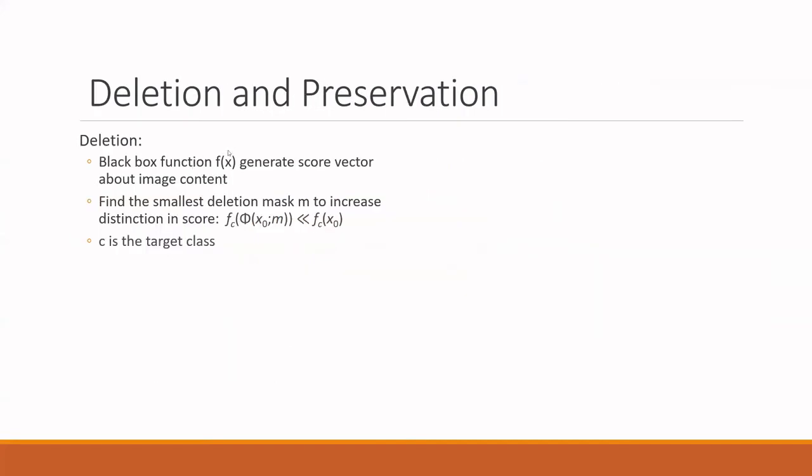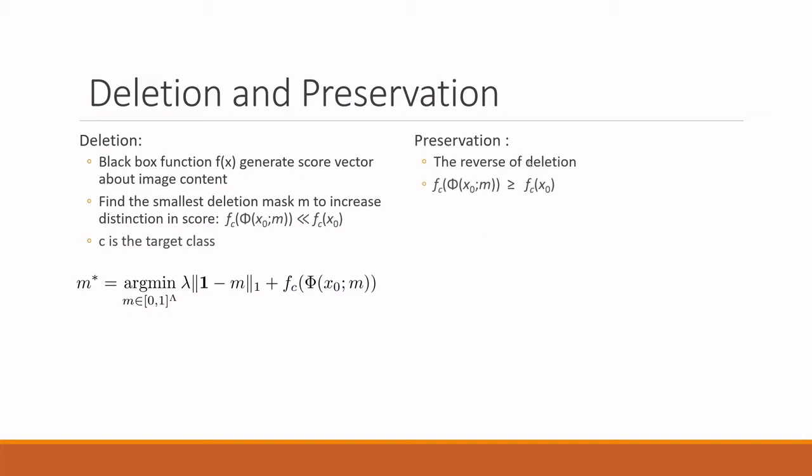For deletion, the black box function f of x generates many score factors about image content, and we find the smallest deletion mask m to increase the difference between these two functions in score. The left side is the output from micro-perturbation, and the right side is the normal salience map, and it presents as in this equation. Preserve is the reverse of deletion, only when the micro-perturbation is greater or equal to the salience map, and it presents as this equation. Notice that the lambda here and here is the constant value 10 to the negative 4.